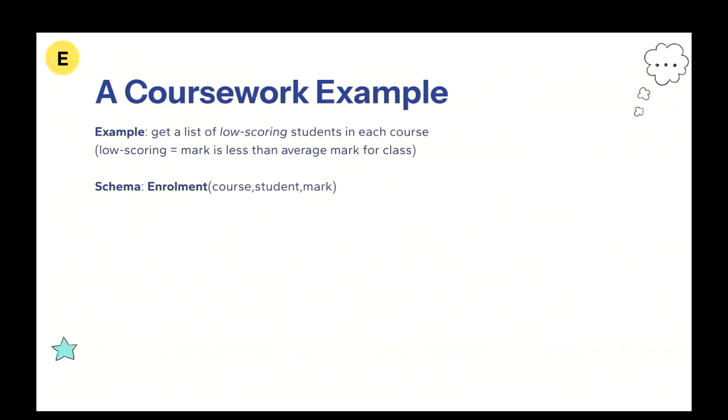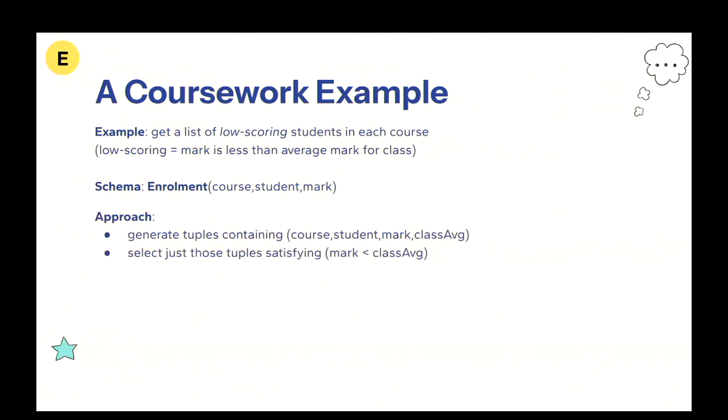So let's consider a coursework example. The example here is to get a list of low-scoring students in each course. The definition of low scoring means below average. So the mark of a low scoring student is less than the average mark for the class. And the schema here is just one table. It's called enrollment, which has the course ID, the student ID, and the mark of that student for that course.